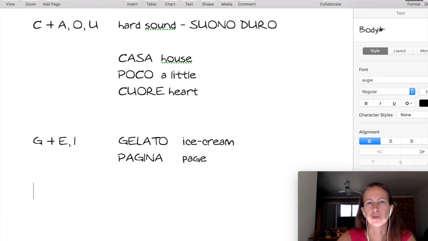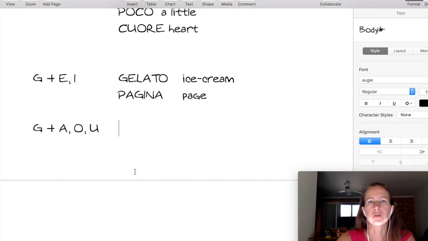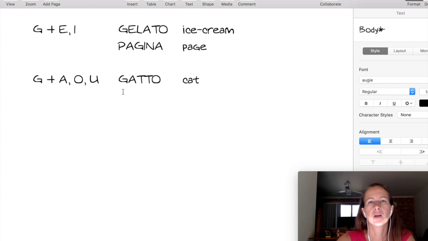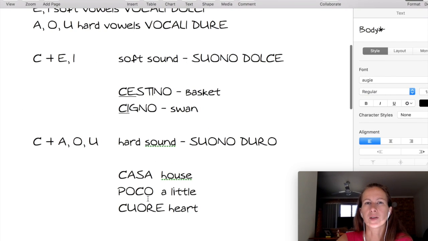If the letter G is instead followed by a hard vowel, it will make a hard sound. So if G is followed by A, it will make the sound Ga, as in gatto, cat. If the letter G is followed by O, it will make the sound Go, as in gonna. Gonna is skirt. If the letter G is followed by the letter U, it will make the sound Gu, as in gufo. Gufo is owl.